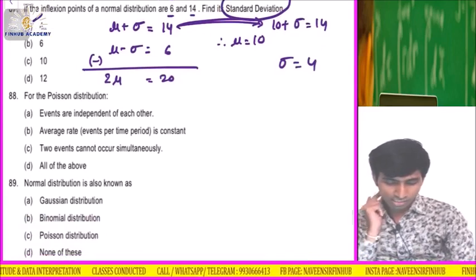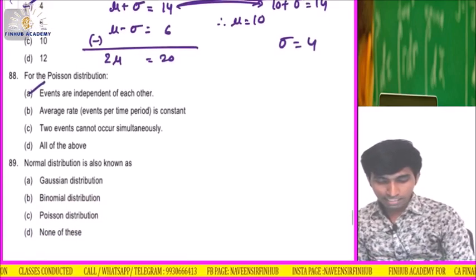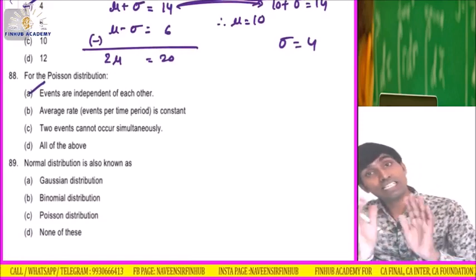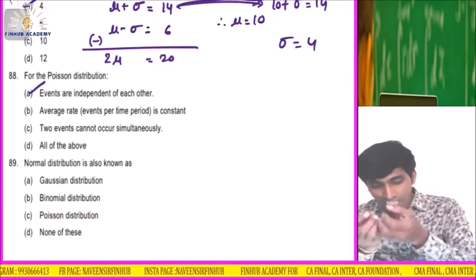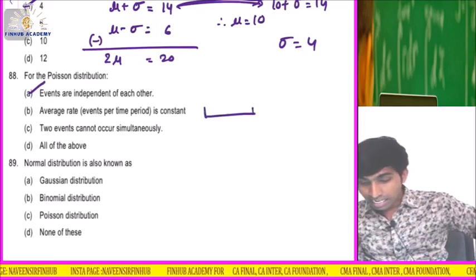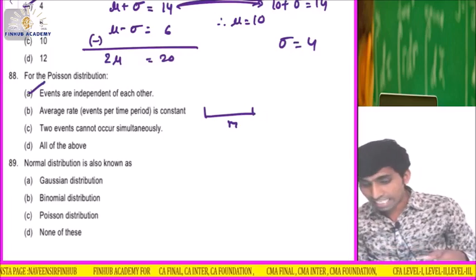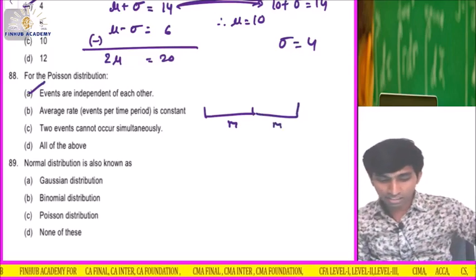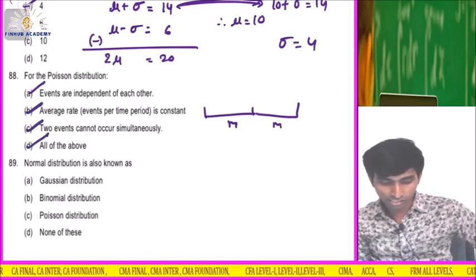For a Poisson distribution, events are independent of each other, correct? The average rate of events per period is constant. Average rate, for per period, it is constant, means on an average in that period, whatever average you calculate, the m is constant. Like m, for a particular r is constant, therefore it is called average. For the next r you will have m, that is constant, therefore it is called average. Two events cannot occur simultaneously. Can two events occur simultaneously? No. This is also correct, this is also correct. So all of the above.